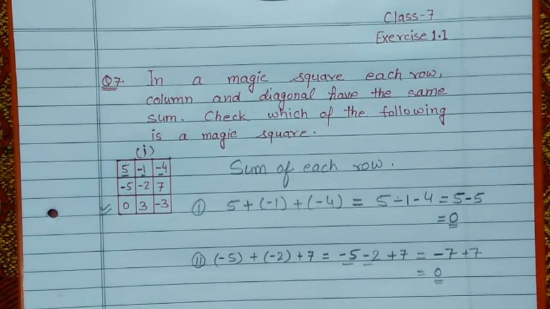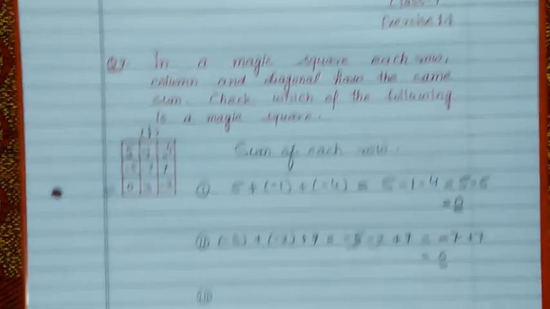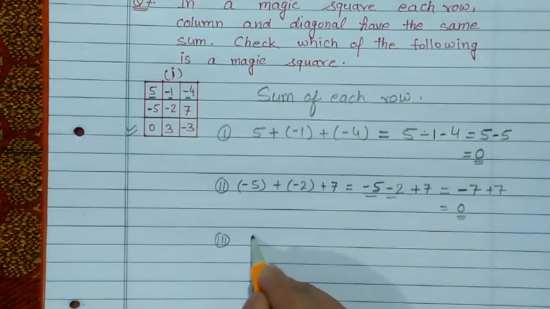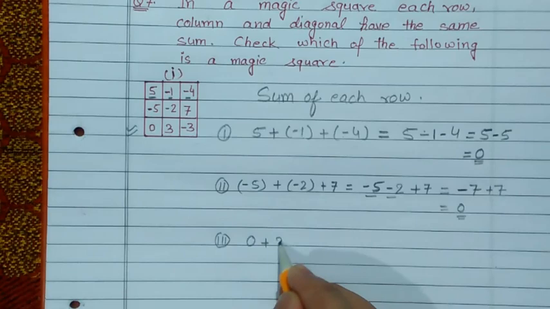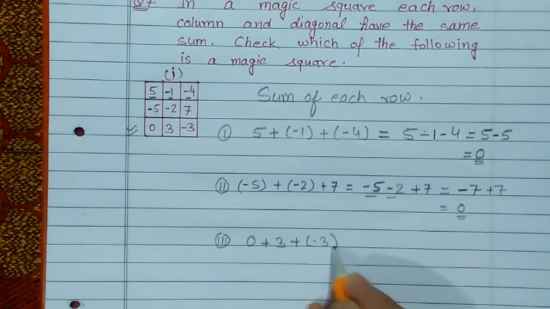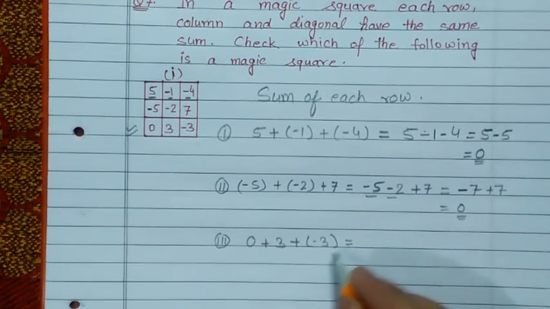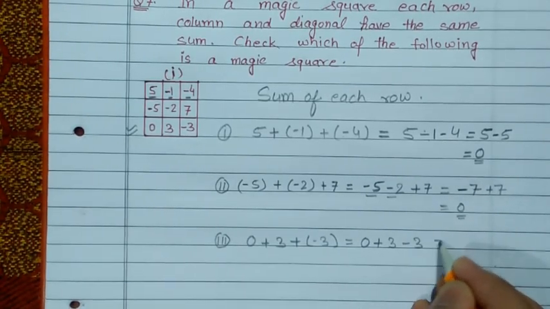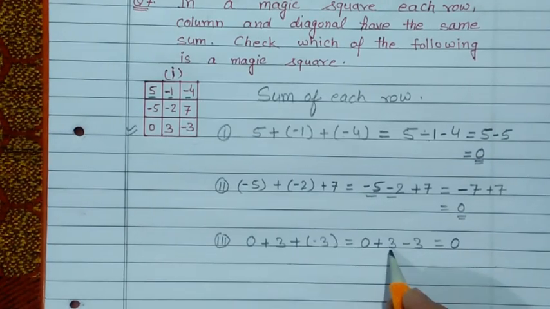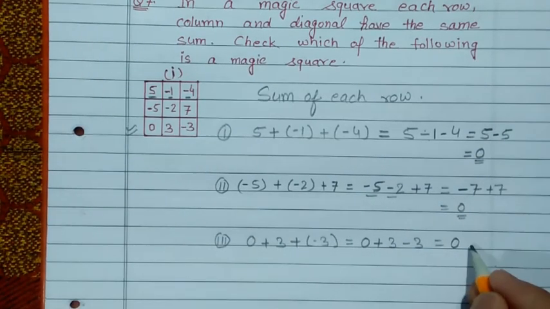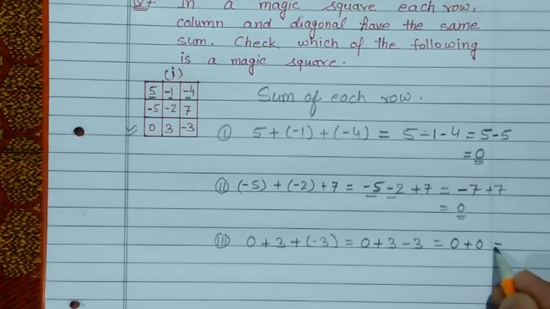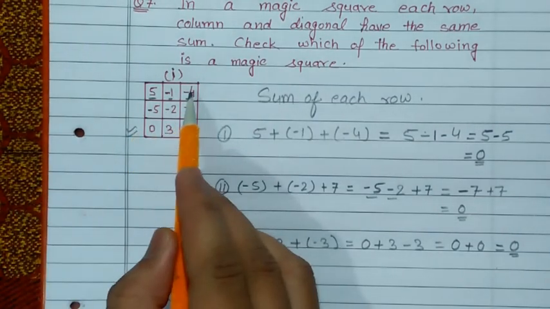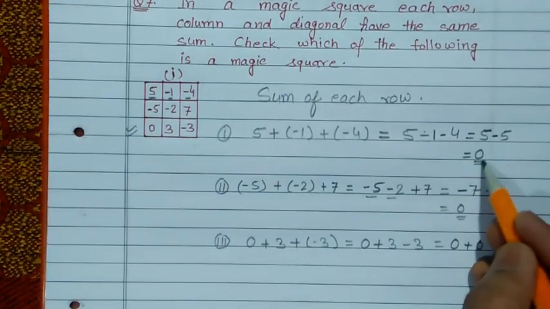In the third row, we have 0, 3 and -3. So 0 plus 3 plus -3. When we remove the brackets and simplify it, we get 0 plus 3 minus 3. So we get 0, and this 3 will be subtracted from 3 and we get here 0. So finally we got here again 0. So we can see the sum of each row is 0.